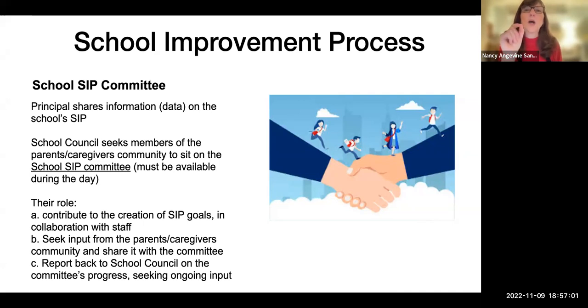And let me just say, I'm not talking necessarily about school council members. It could be any parent or caregiver in the school that they think might be interested. But to seek the member for the SIP committee, and also to have a way of continually gathering that data and information from the broader community, going to the margins, collecting from everybody, and making it available to the parent members of the SIP committee.